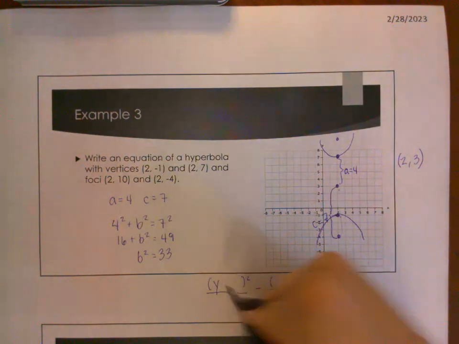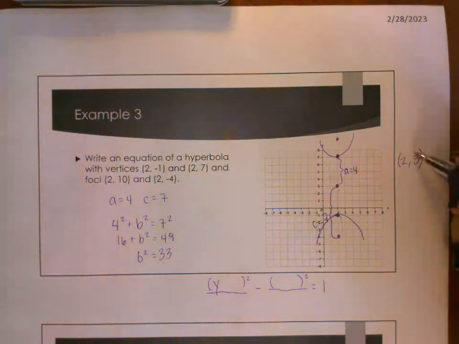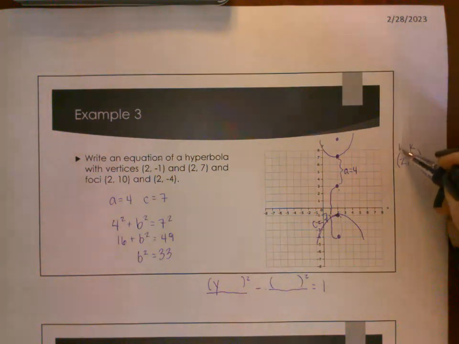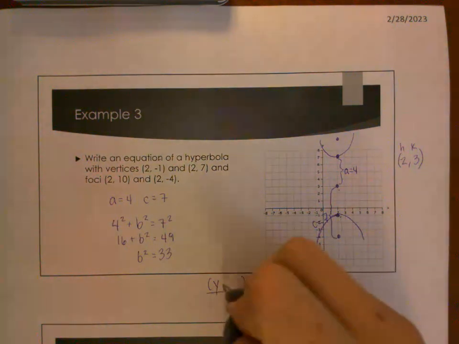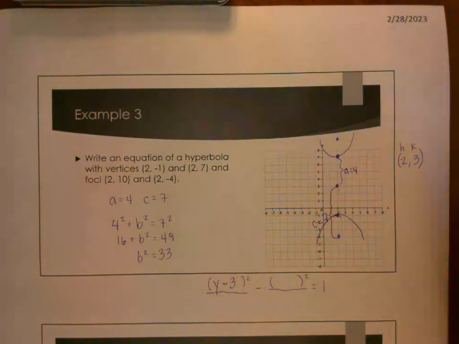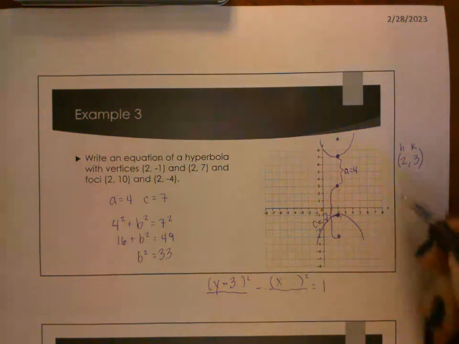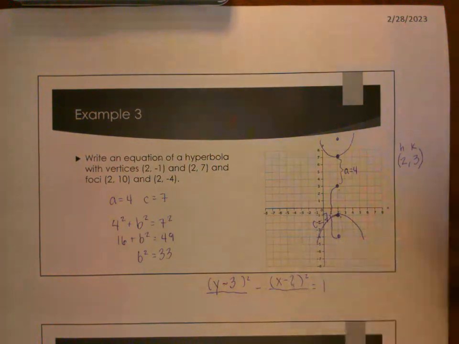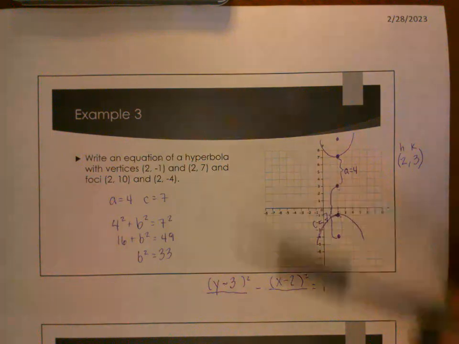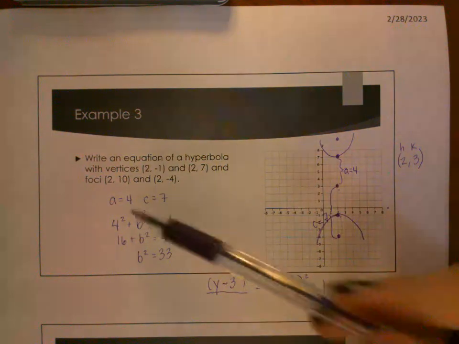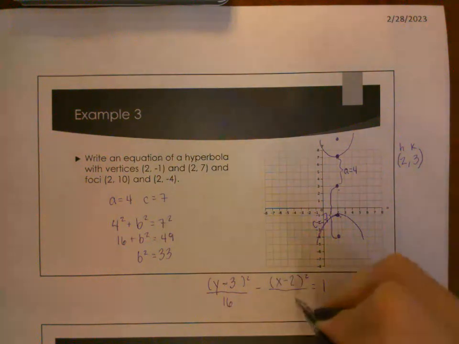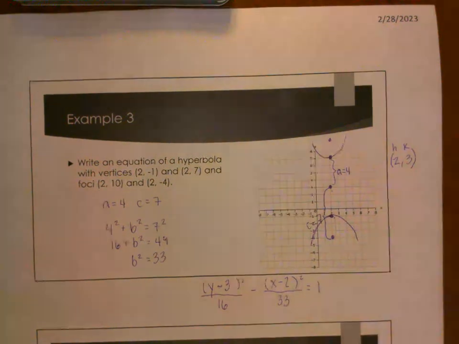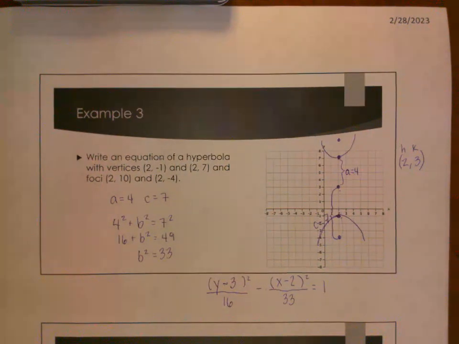I'm going to have y minus my y value. So this is where a lot of mistakes are made. People will put y minus 2, but we have to put y minus the y value of the center. So y minus 3 minus, and then x minus the x value. All right, so a squared always goes first. So a squared would be 16. B squared would be 33. And there you have it. That's how this would look. That would be the equation of the hyperbola.